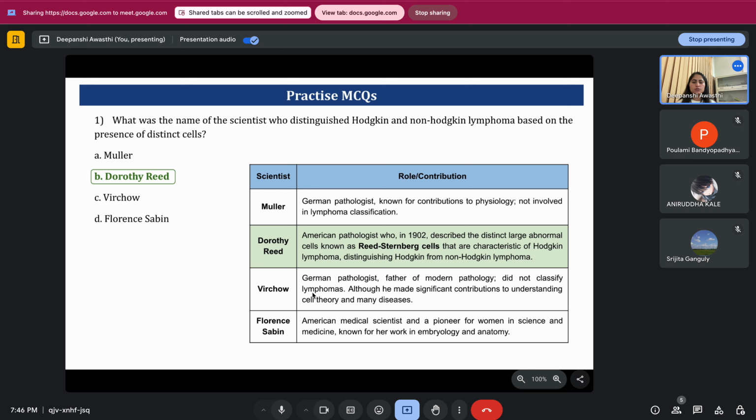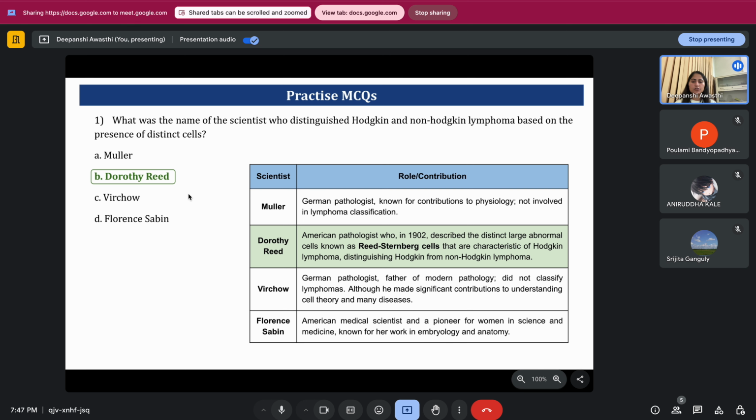Virchow was a German pathologist, also known as the father of modern pathology. But he did not classify lymphomas, although his contributions related to cell theory and many diseases are significant. I think Rudolf Virchow was his full name. And then Florence Sabin, an American medical scientist and a pioneer woman in science and medicine, but her work is specific to embryology and anatomy.